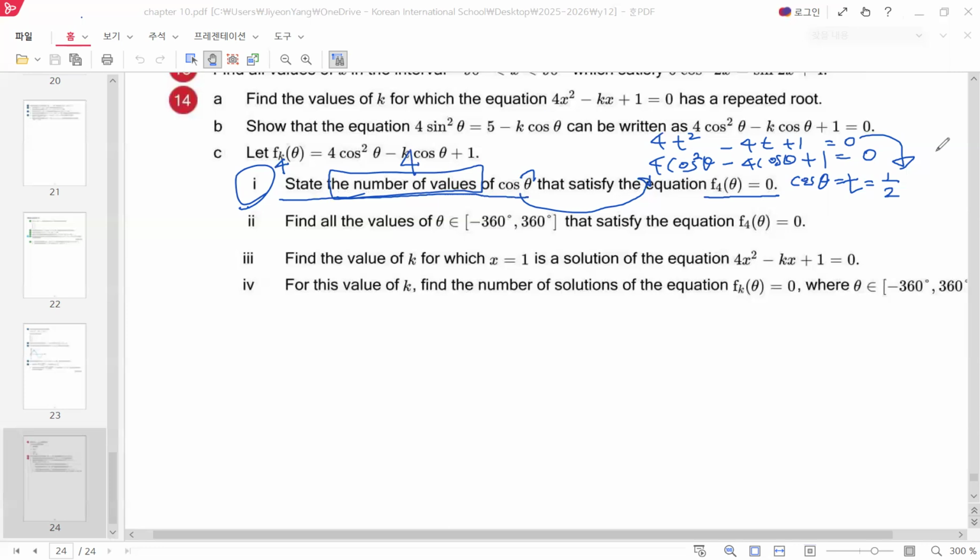Students, you understand? So how many roots does it have? One root. So root means value of t, right? Root means value of cosine theta, because t represents cosine theta. So how many values of cosine theta exist? How many roots? Yes, one. Just one is fine.